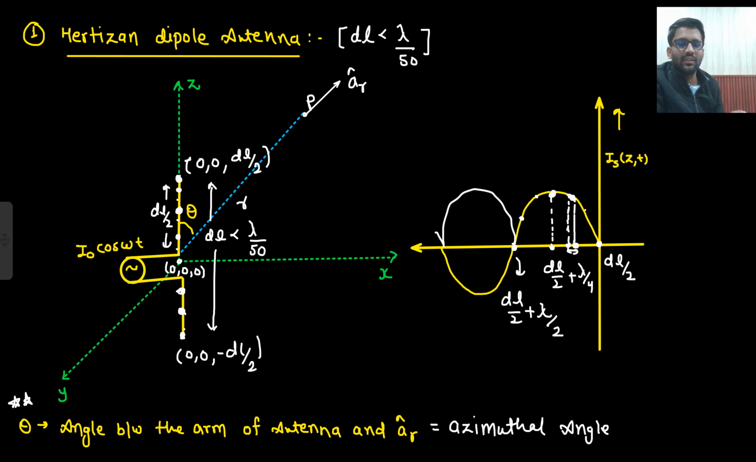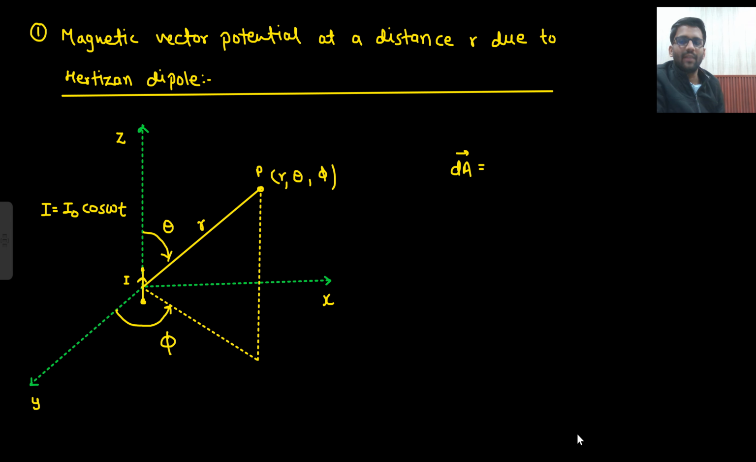So till now we did not understand anything new in this slide, but we have understood very important things: our current distribution will be uniform, and theta is the angle between the arm of the antenna and AR cap. Okay. So let's write down the magnetic vector potential. Again, a very important point is about to come. So this is the Z axis, X axis and Y axis, and this is our Hertzian dipole antenna. Now I have shown it by a simple line, a kind of wire, because this is very small, no? This is very small.